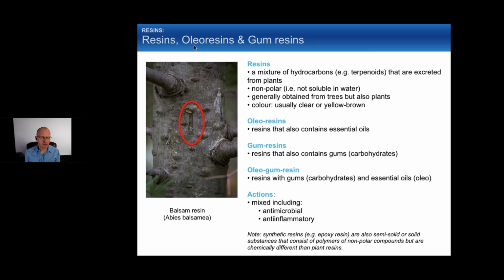Now, a lot of the resins obtained from trees will have anti-inflammatory properties and antimicrobial properties. Some of them have anti-cancer effects, lots of different things. Now, as an aside, the synthetic resins that you may have heard of, like epoxy resin, are also semi-solid substances that usually are polymers of nonpolar compounds. And the epoxy that you might pick up at the hardware store is not structurally similar at all to the resins from trees. It's just a synthetic resin, so it's completely different. Just the naming might be a little confusing for you.